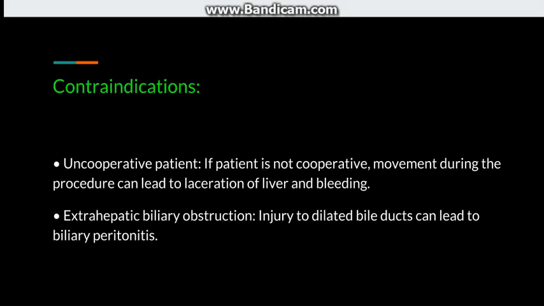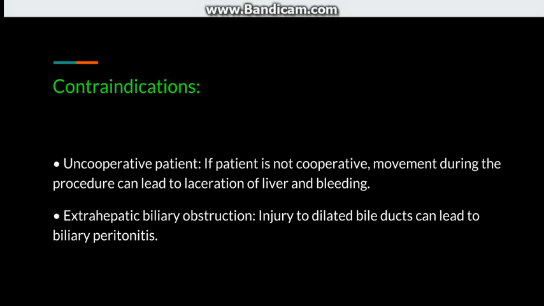Now going to the contraindications, they are very important. The first contraindication is an uncooperative patient. Now if the patient is not cooperative, there can be a movement during the procedure which can lead to laceration of the liver and subsequent bleeding. Also in the cases of extrahepatic biliary obstruction. Now if there is a biliary obstruction, there will be dilated bile ducts, and the injury to dilated bile ducts can lead to biliary peritonitis.